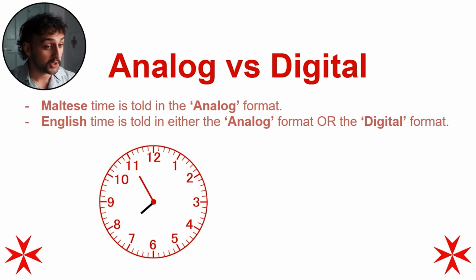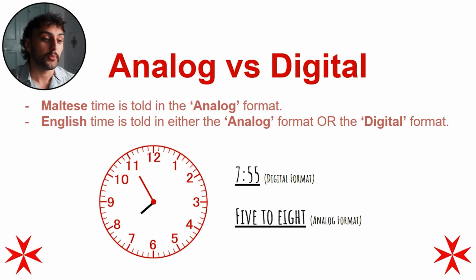Look at the time on the screen right now. In English, there are a couple of ways to read that time, right? Because the English language uses either the analog format or the digital format to read the time. So for example, here we could say it's 7:55, which is the digital format, or we could say it's 5 to 8, couldn't we? And this is the analog version.